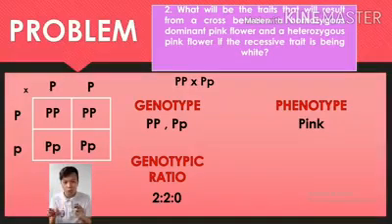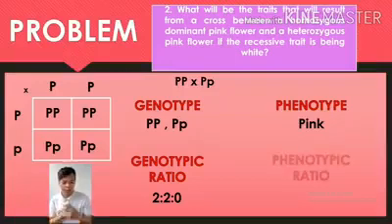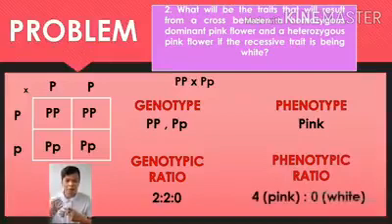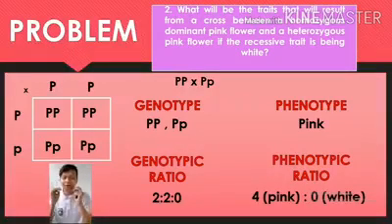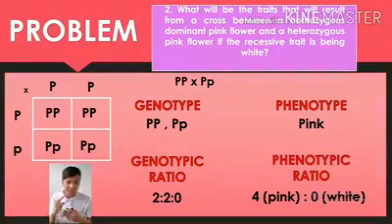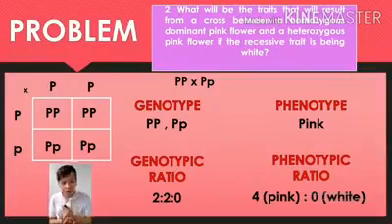So, 2:2:0. While for our phenotypic ratio, it will still be the same, 4:0. Why? Kasi nga, yung ating mga genotypes ay parehong maglalabas ng dominant trait. Because again, according to the law of dominance, if there is one dominant allele mixed with one recessive allele, it will cover up the recessive trait to express.